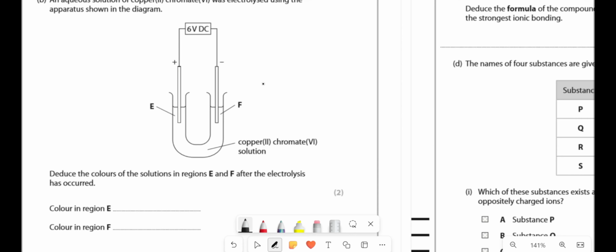So E and F, here is 6 volts, whatever. Here's your copper chromate solution. Deduce the colors of the solutions in regions E and F after electrolysis has occurred.